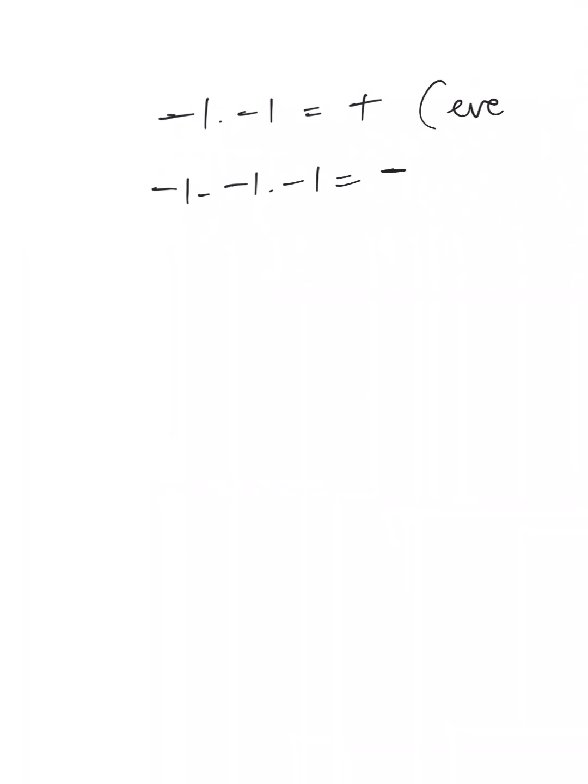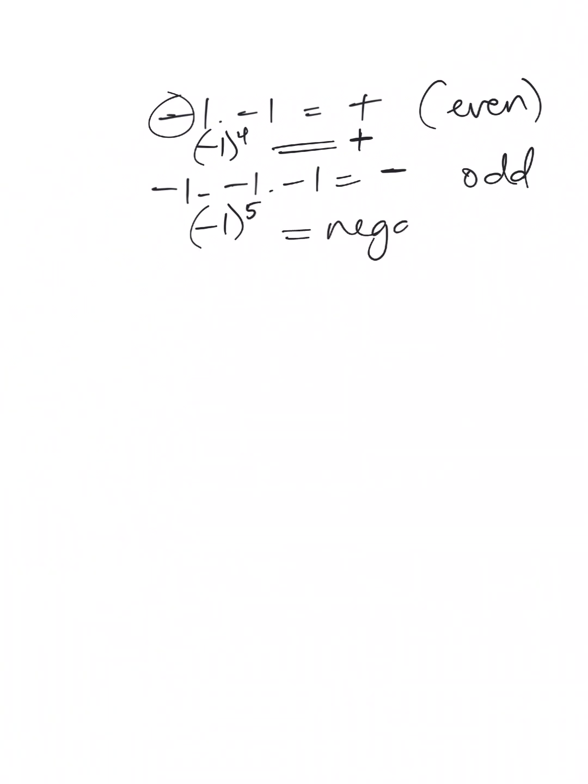So when an even number of negatives is being multiplied, like negative 1 to the 4th power, we expect the answer to be positive. When it's negative 1 to an odd power, right? So let's say to the 5th power, we expect it to be negative at the end.